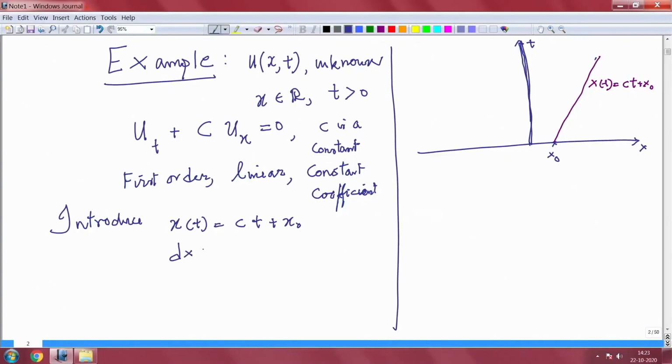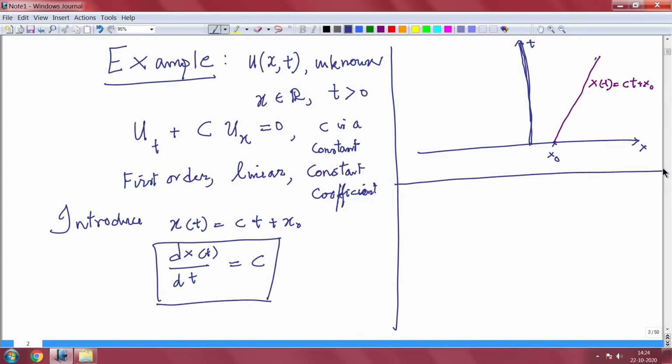So, that means you are looking for a curve x(t) for which dx(t)/dt equals c. So, basically you are actually looking for a solution. You may ask why I considered that equation; that is precisely what you are going to understand now.